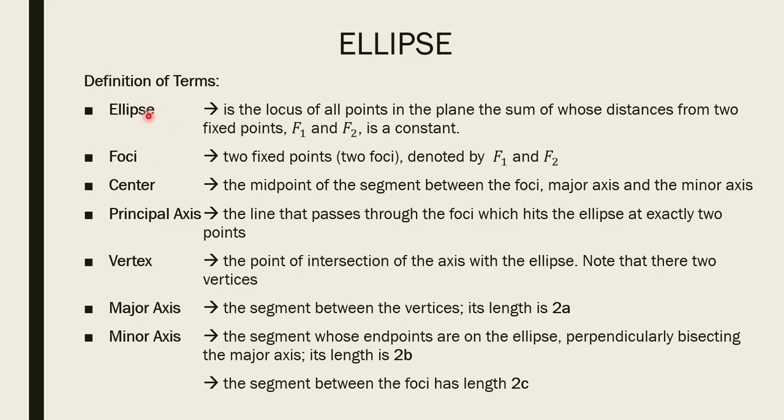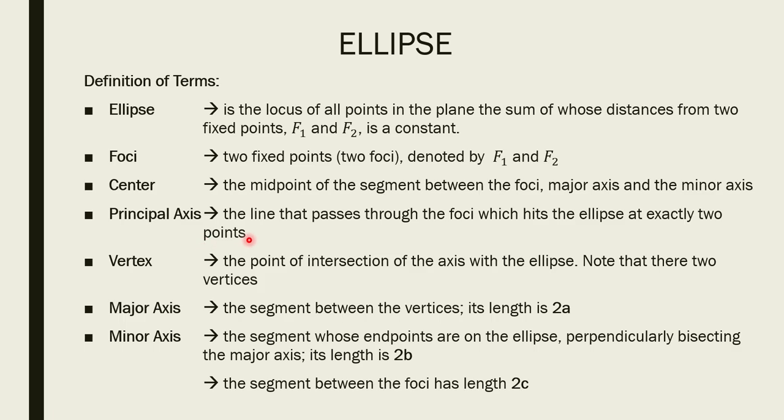To focus on the definition of terms, we have here the ellipse. As repeated, it's the locus of all points in the plane, the sum of whose distances from two fixed points, f sub 1 and f sub 2, is a constant. The foci are the two fixed points, denoted by f sub 1 and f sub 2. The center is the midpoint of the segment between the foci.